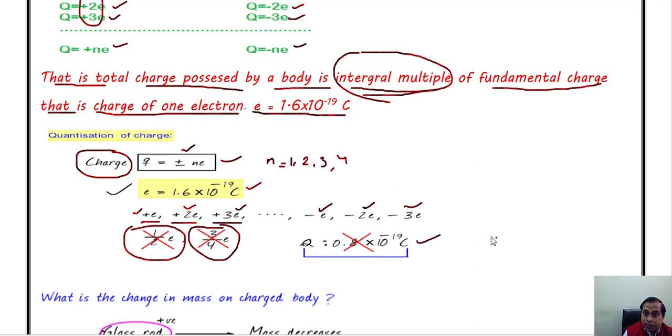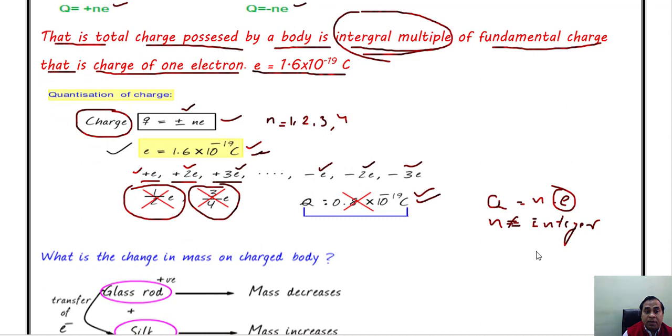Why is it not possible? Because you just follow the relation Q equal to N into E. Q is equal to this much, E is equal to this much, and then you find the value of N. N will not come as a whole number. So if N is not a whole number, such charge cannot be produced. If it is not an integer, it's not possible that such charge can be developed.